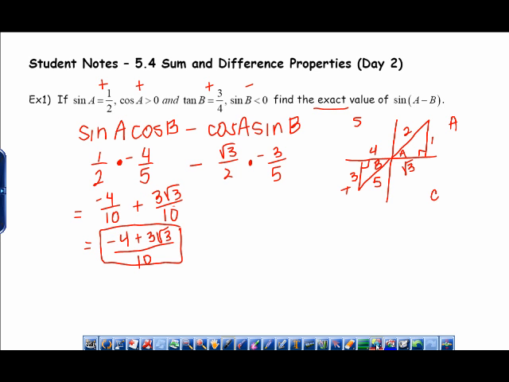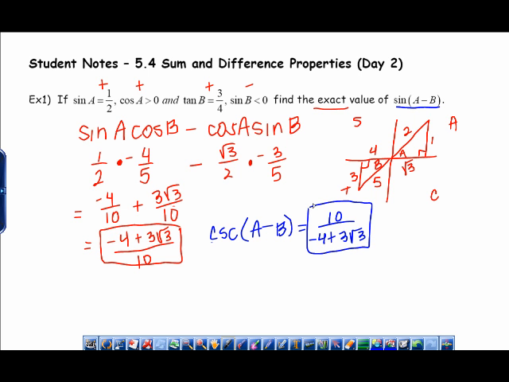The reason it's important that we write it this way, it would have been okay to write it a different way, meaning leave it as 2 different terms. But what if I turned around and said, okay, now I want you to find cosecant of a minus b. In the form that my answer is right here, it makes it really easy. Well, it's just going to be the reciprocal of sine a minus b, which is what I found here. So cosecant a minus b would be 10 over negative 4 plus 3 root 3. I just took the reciprocal of the whole thing. Okay, and that could have been another part of this problem, and we'll see more of this in a second.